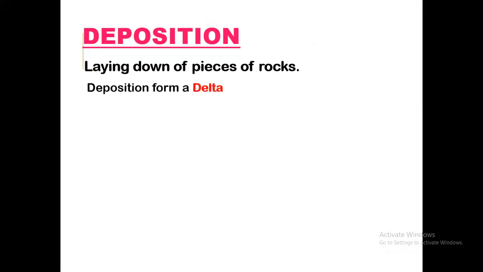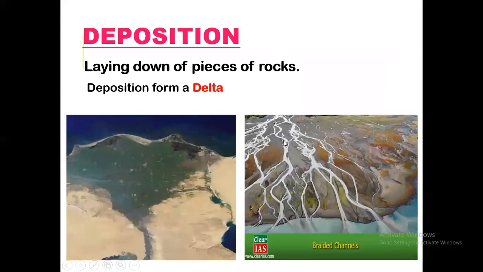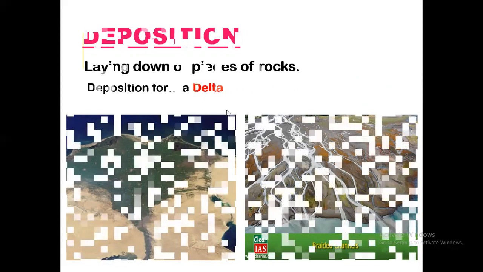Deposition, the third process. Deposition, guys, is the laying down of pieces of rock. Deposition can form a delta when a river carrying sediments deposits them, and the particles in the river stream settle and form a delta.